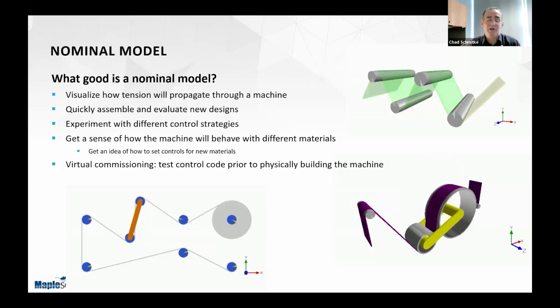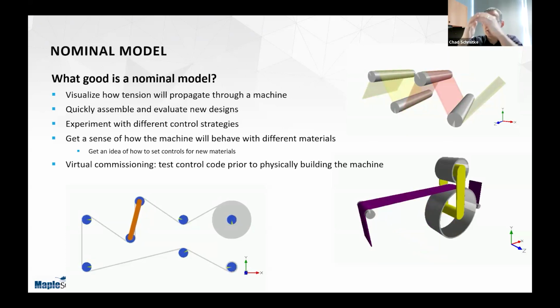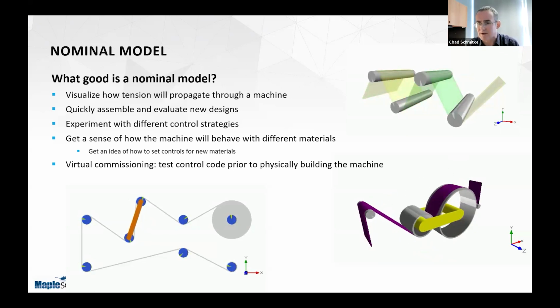You can obviously experiment not only with different control strategies, we talked about that, but different designs. What happens if I move a roller? How does that change the wrap angle? What happens if I add a dancer in this location? Can I control the tension better and get rid of some fluctuations?